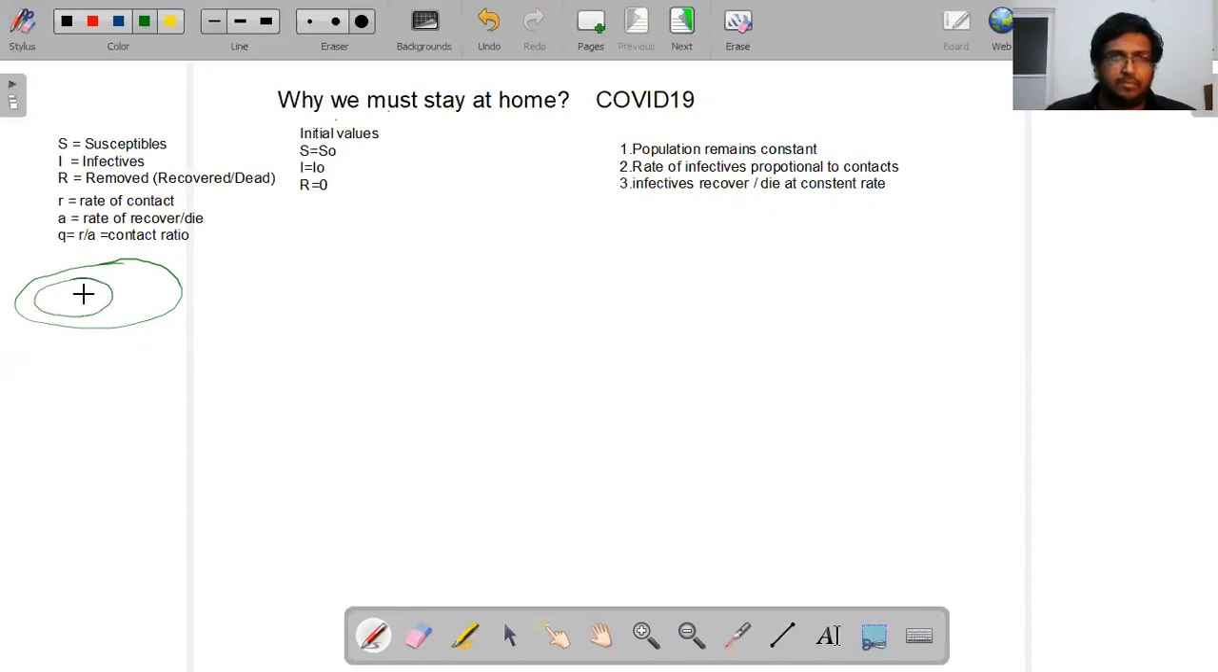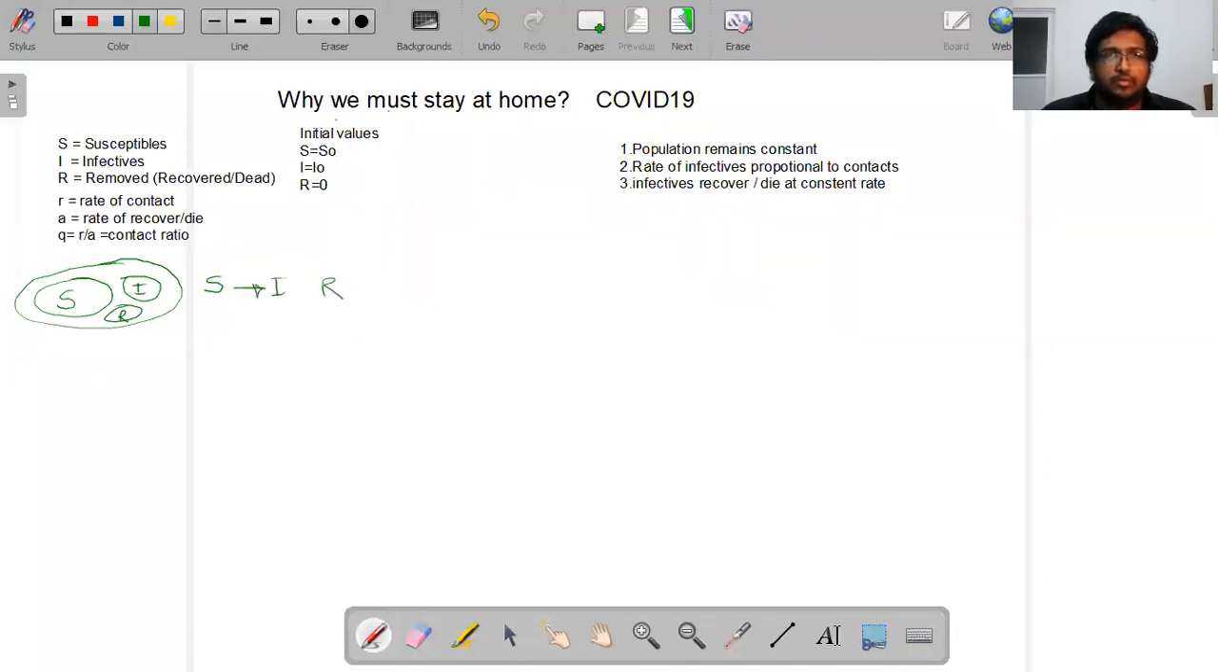That means people who have not got this disease. This is called the infected area. These are people who have got the disease, and this is called R. That means people who got the disease but now don't have it. Now they have recovered, or maybe dead. So we have three things: S, I, and R.